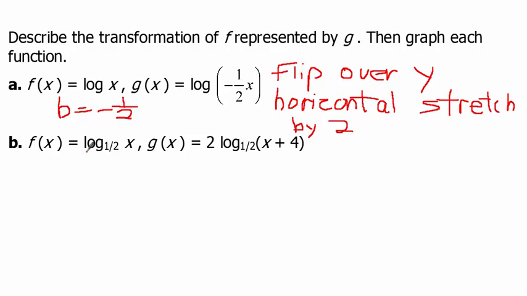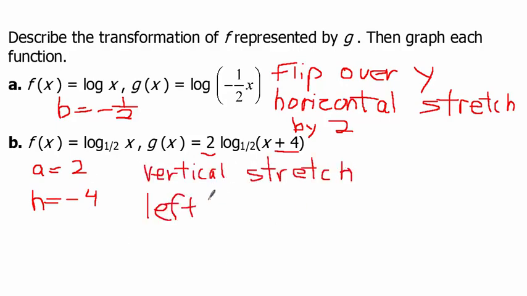Okay, for part b, I have two things. This is my a. This hasn't changed. This is my h. Change the sign when I take it out. What two things do those do? Remember, a, I don't take the reciprocal. It is a vertical stretch. H, I changed the sign. It's left 4.